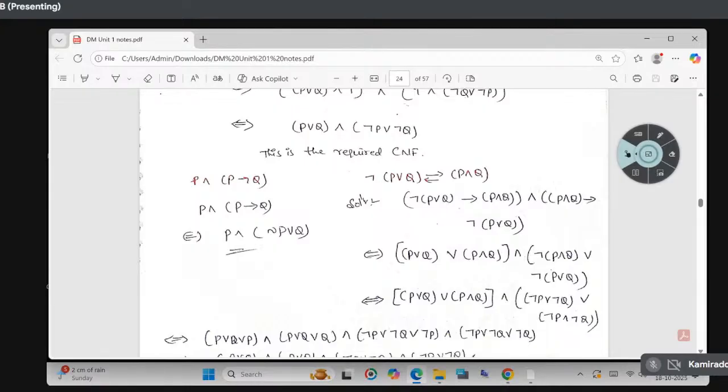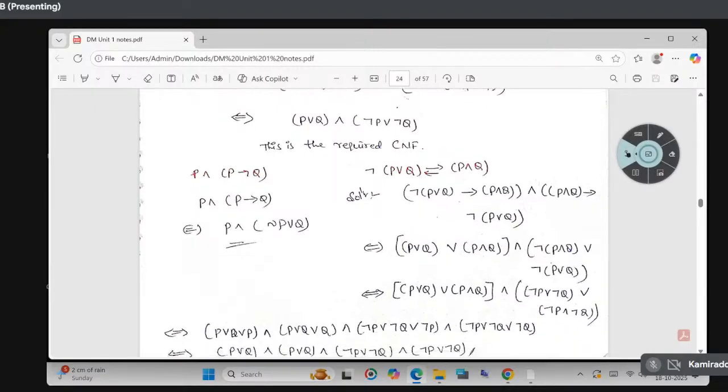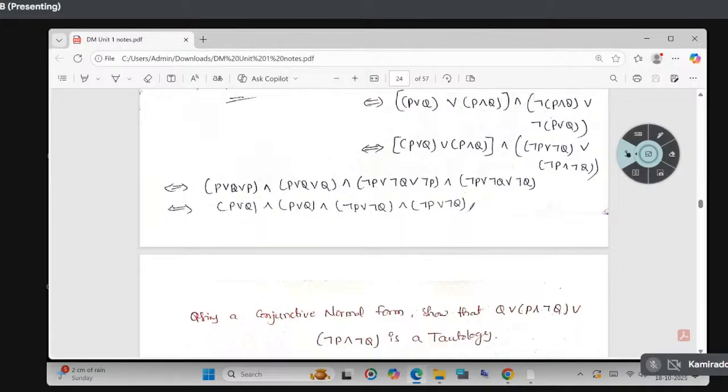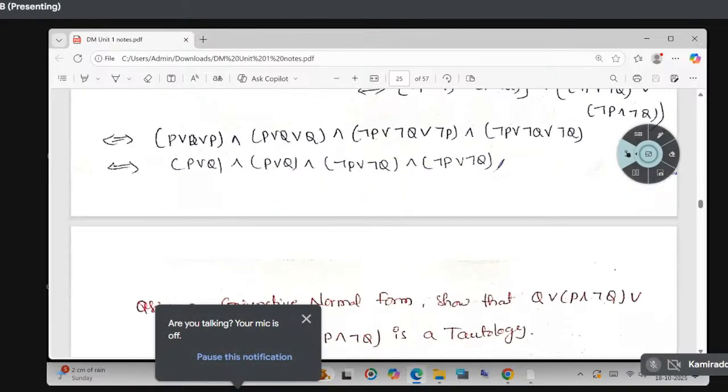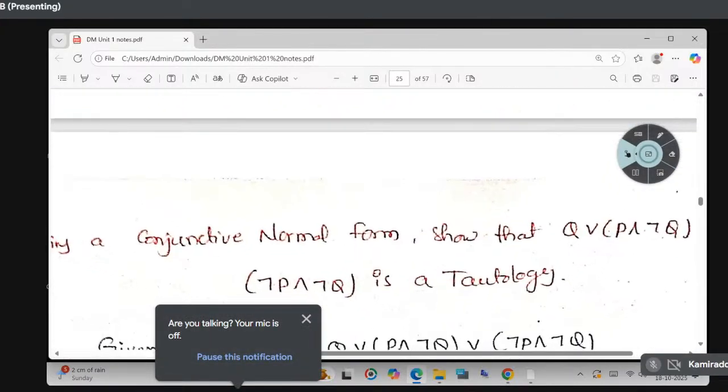How can you write P implies Q? Negation P or Q, right? Negation P or Q you can write. So this is P and negation P or Q. Again, if you are simplifying it, what will you be getting? P and negation P, or P and Q, will be your answer. Okay? So the solutions are already available. And just go for this question. This question you have to solve and get the solution as normal.